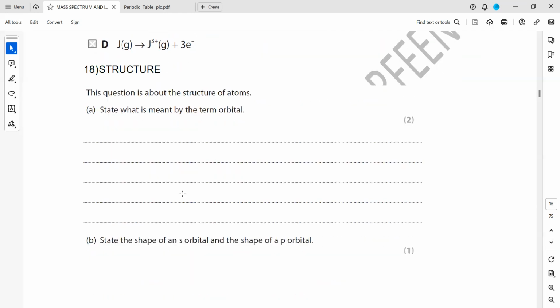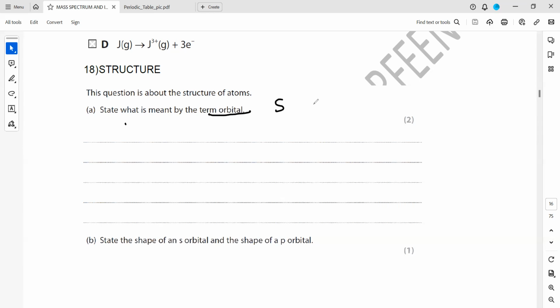Structure question. This question is about the structure of the atom. What is meant by orbital? You have to learn the definition of orbital. An orbital is a region within an atom, that is 1 mark, which can hold a maximum of 2 electrons in opposite spin. You have to learn this standard definition of an orbital.